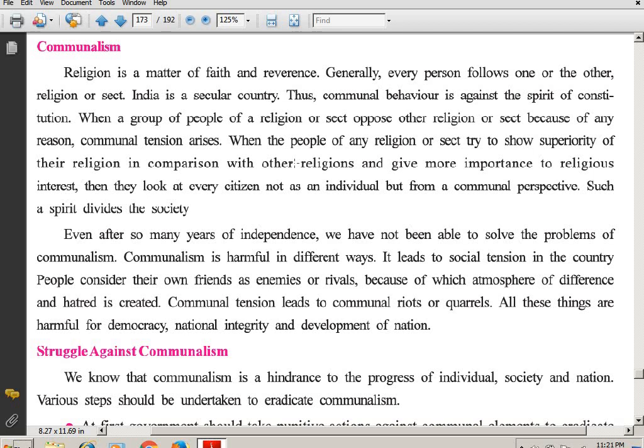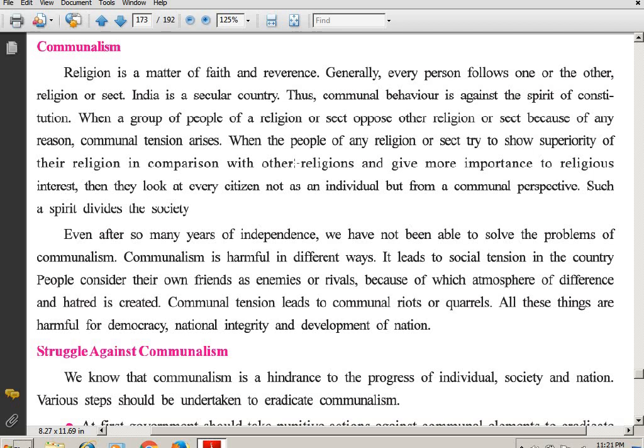When the people of any religion or sect try to show the superiority of their religion in comparison with other religions and give more importance to religious interests, then they look at every citizen not as an individual but from a communal perspective. Such a spirit divides the society.